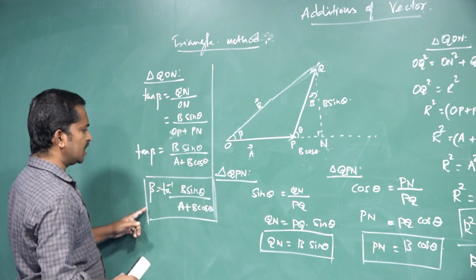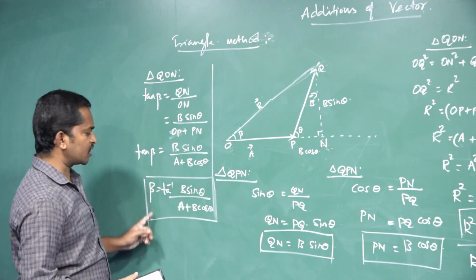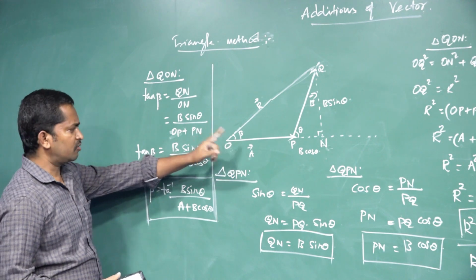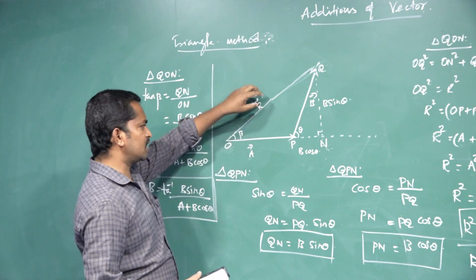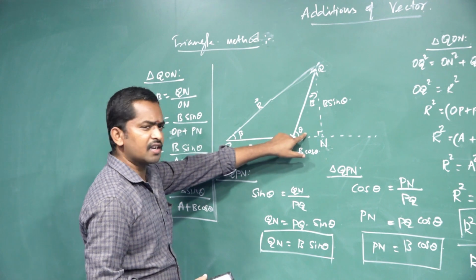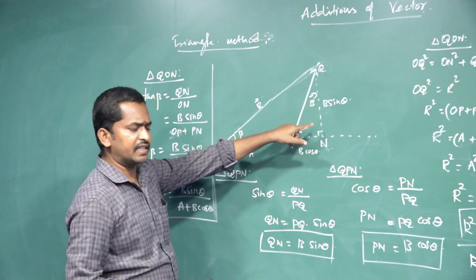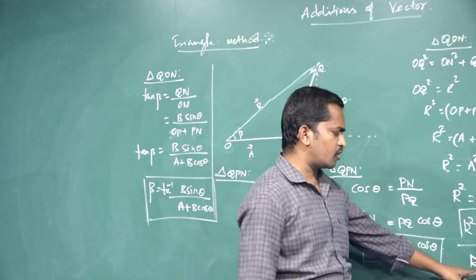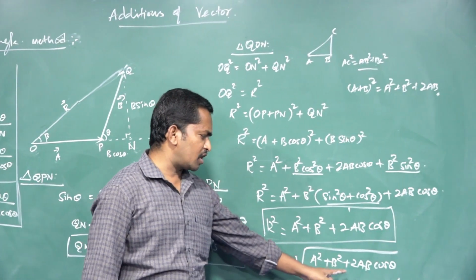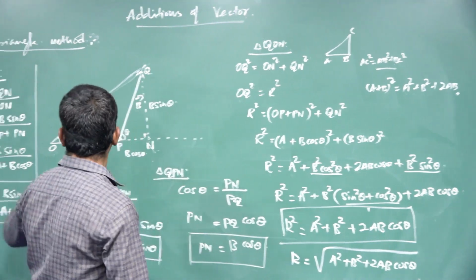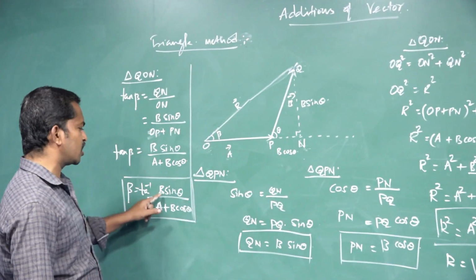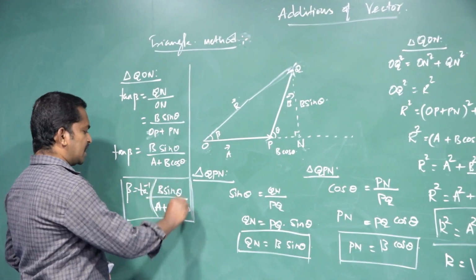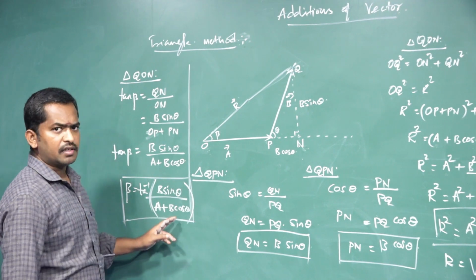Who is beta? Beta is the direction of the resultant vector. So beta is the angle between the resultant vector and A vector, and theta is the angle between A vector and B vector. So the difference is very important. This is the resultant vector, R is equal to square root of A square plus B square plus 2AB cos theta. This is the angle: beta is equal to tan inverse of B sin theta divided by A plus B cos theta.